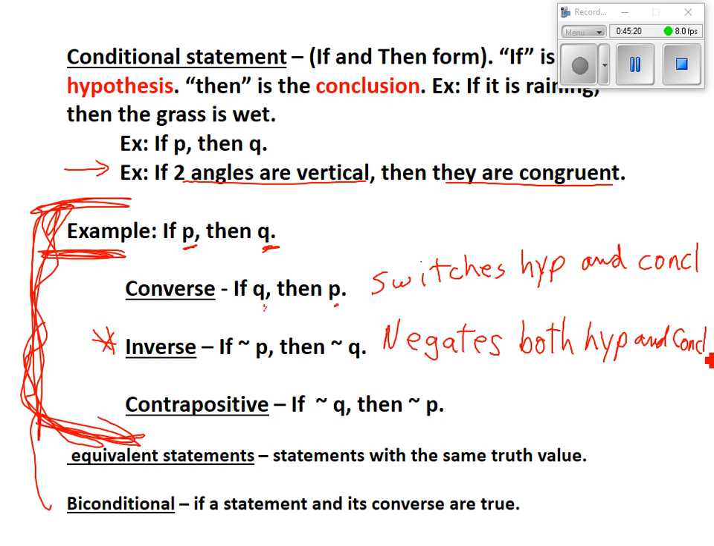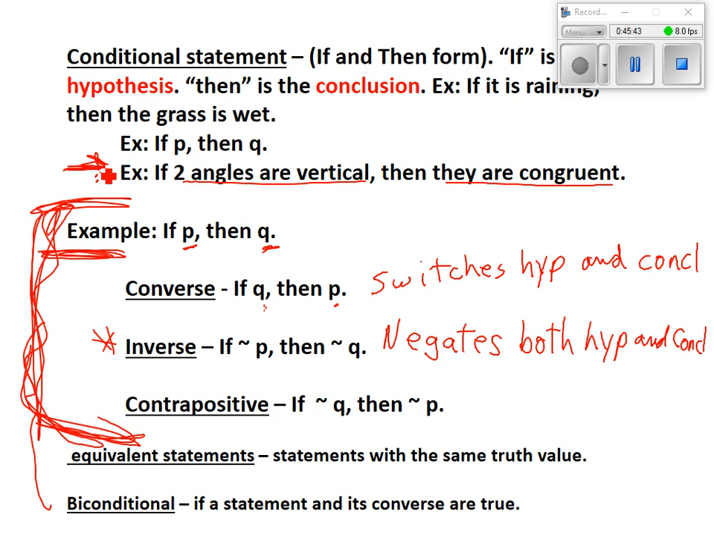So mine here says if not P, then not Q. What if I go back to this sentence? What would it say if we stuck not in both parts? If two angles are not vertical, they are not congruent.